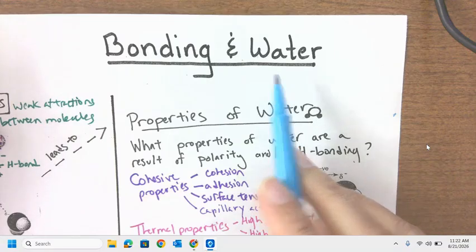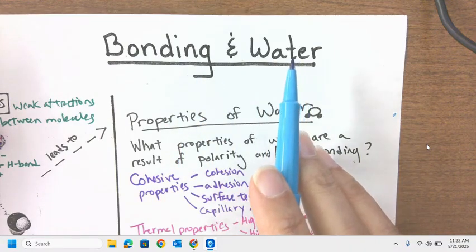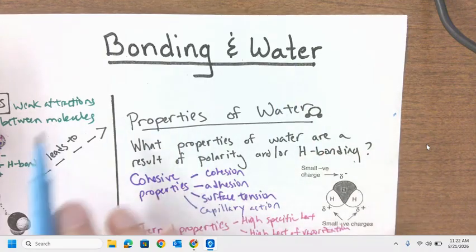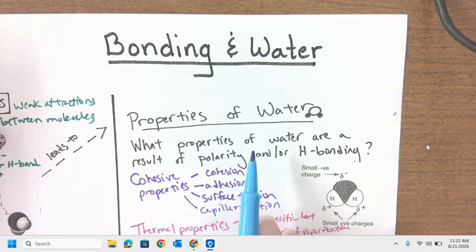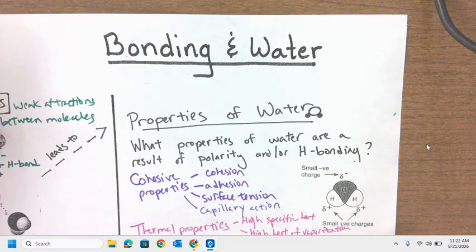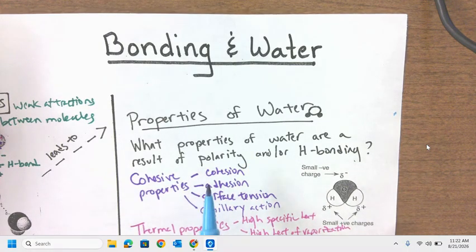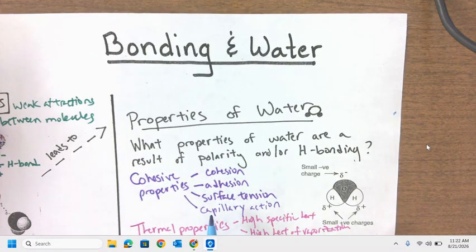A previous video was on bonding in water. This video will look more in depth at properties of water. So when we think about properties of water, we will review why these properties are related to polarity and hydrogen bonding. We'll discuss the cohesive properties like cohesion, adhesion, surface tension, and capillary action in more detail.